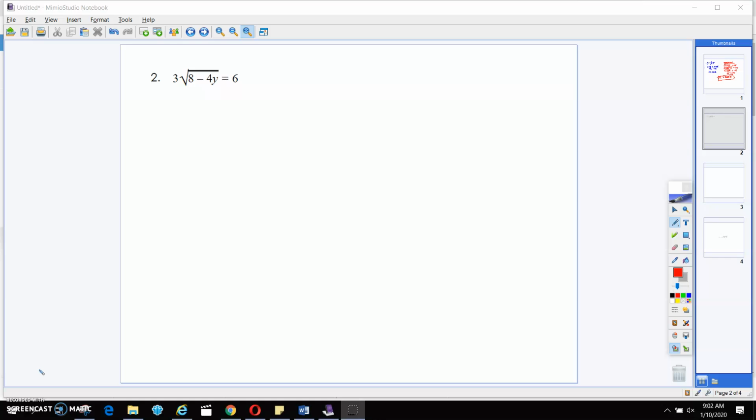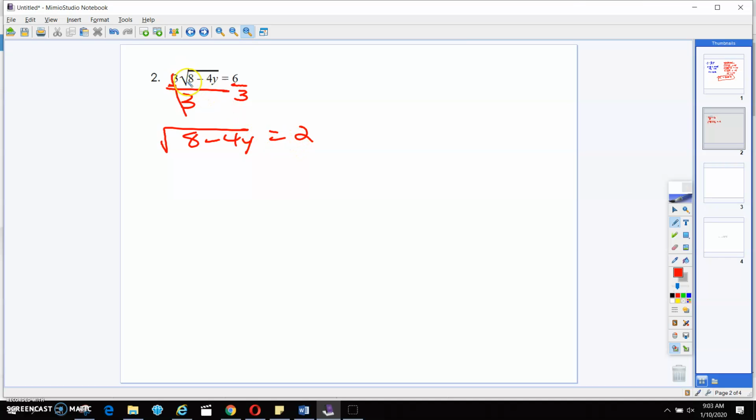Now we notice that the radical isn't by itself yet, right? So we've got to isolate the radical. Well, it's attached to this 3 right here. So in order to get rid of this 3, we're going to divide by 3 on both sides. And when we do that, we're going to get square root of 8 minus 4y equals 2, because 6 divided by 3 gives me 2 on this side.